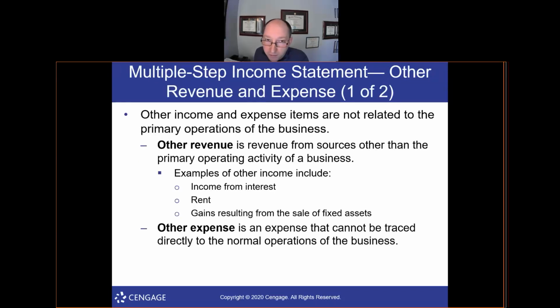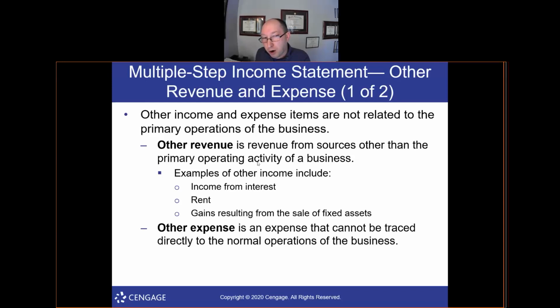Think administrative, right? The word administrative means office. Other income and expenses are not related to the primary operations of the business. So once in a while you'll see this random thing, they'll say other revenue or other expenses. Other revenue would include things like interest income. You'll have a bank account that earns some interest, and we classify that as other revenue.